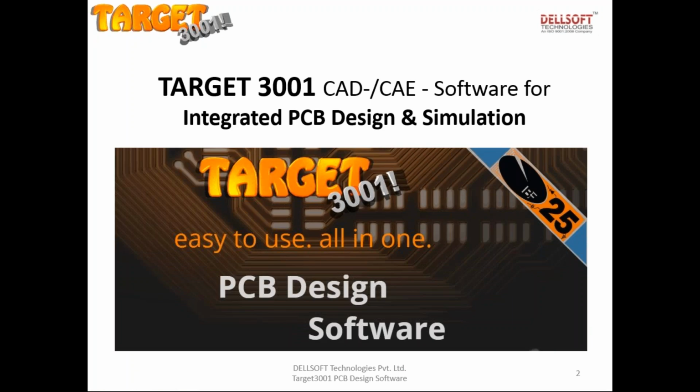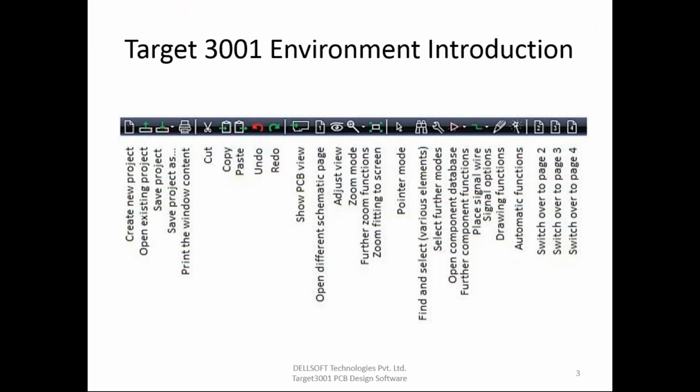Okay. So this is Target 3001 software for PCB design and circuit simulation. And this is Target 3001 environment introduction. As you can see, when we open this window, you will have this taskbar that is common in many softwares like create new project, open existing file, save project, various cut, copy, paste. Various options are there. So this is for opening the component database. Okay, this is the main tab just to open the component database, and this for simulation and wire creation. So we'll see in the software.